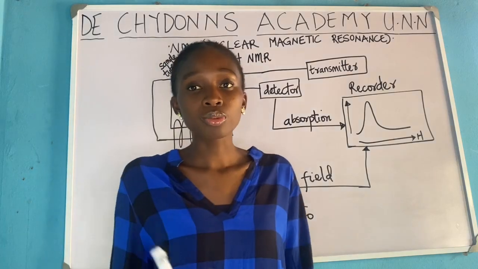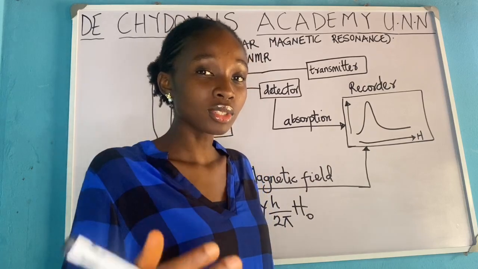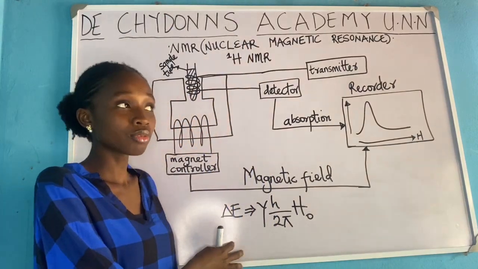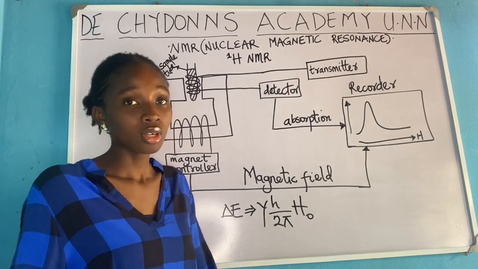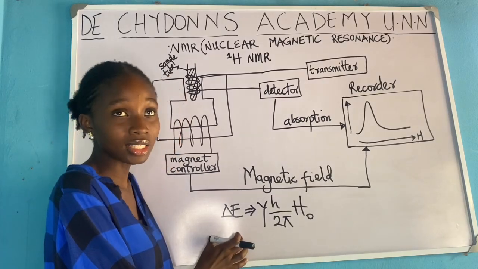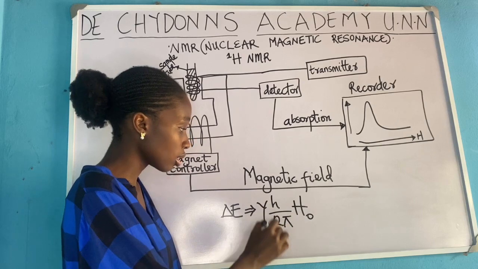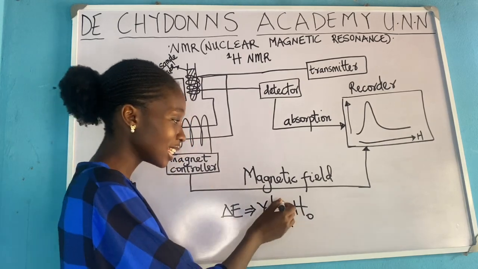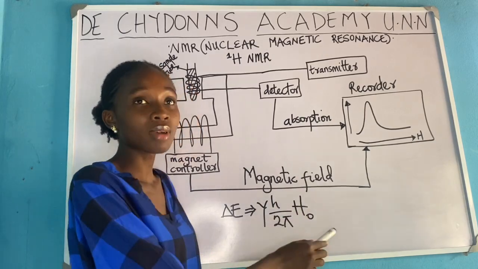It's not a common equation, but it shows us the relationship between the magnetic field and frequency. So this is the equation here. It's the regular Planck's equation, E equals hν, but it has been derived to give us this. Here you have delta E, which is your change in energy. You have your gamma sign, which is what they call the gyromagnetic ratio. You have the h, which is the Planck's constant, and you have the H naught, which is the magnetic field.